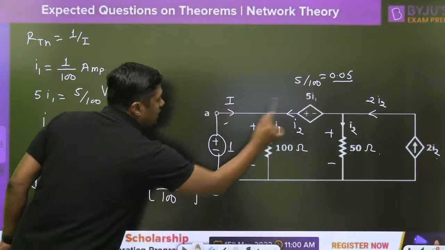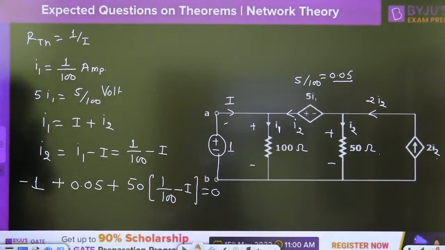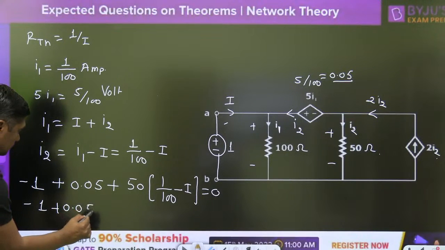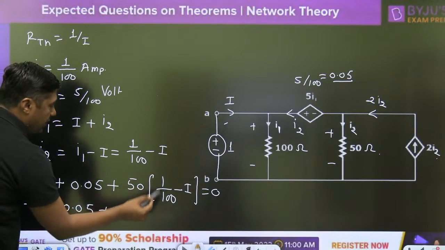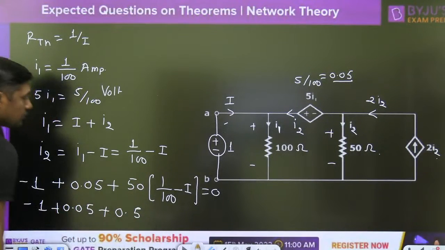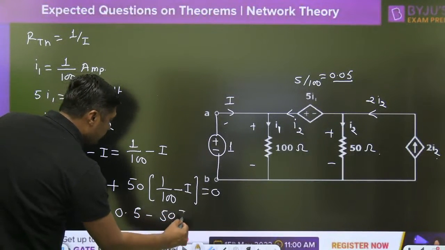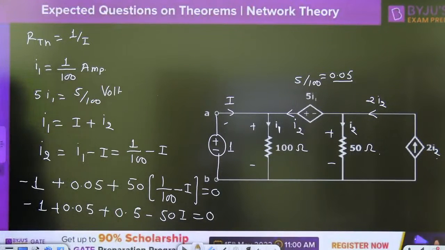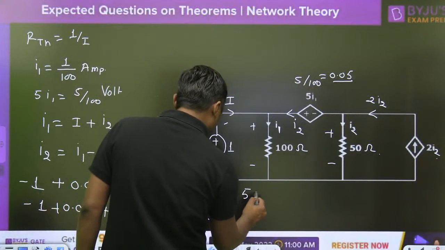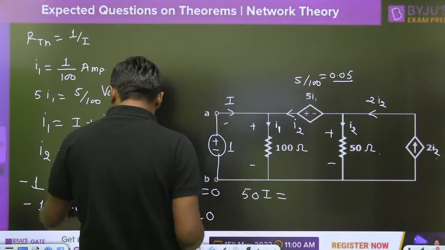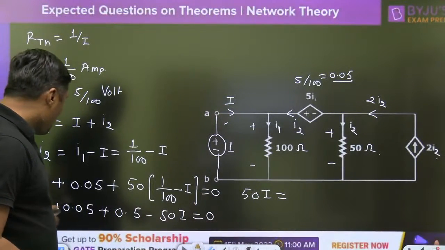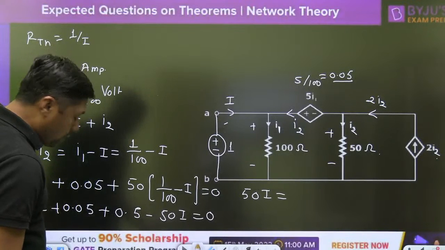Already we have applied a KVL in this loop. Now, how to solve? Minus 1 minus 0, plus 0.05, plus 50 by 100. 50 by 100 is nothing but 0.5, minus 50I is equal to 0. Now please add all these and find the value of I, everyone. 50I is equal to, watch this: minus 1 plus 0.05 plus 0.5.